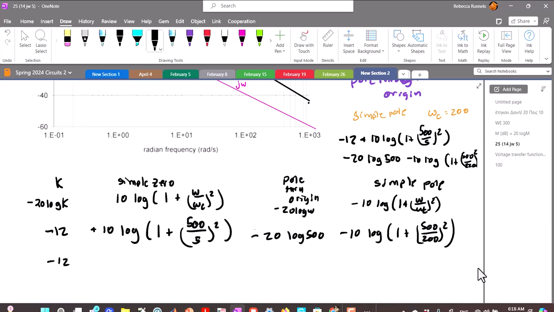This is minus 12 plus 10 log of 1 plus, well, I'm going to do this whole thing. Actually, I'm not going to do it because I would only make a mistake. But you would do all that on the calculator and get a number from it. And then that would be the exact value of your magnitude.